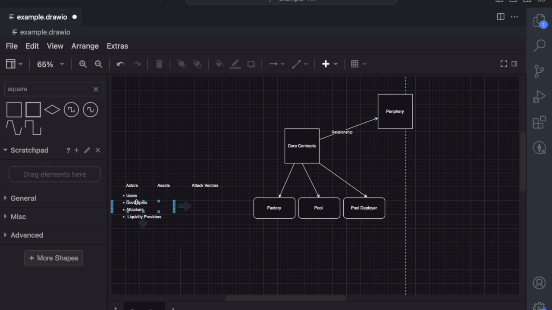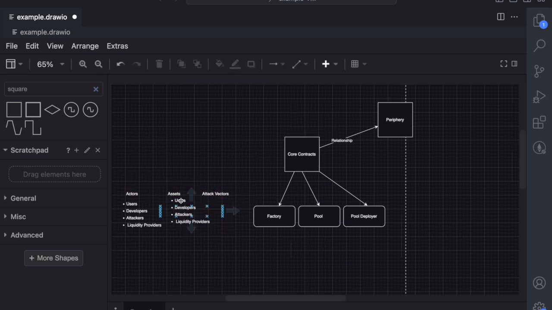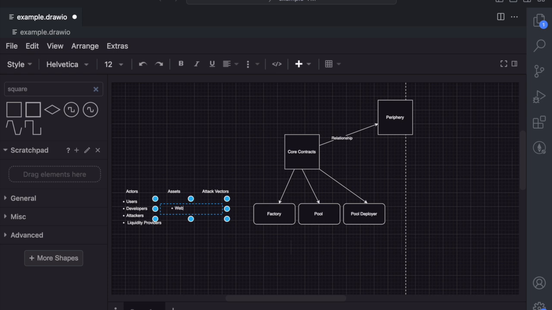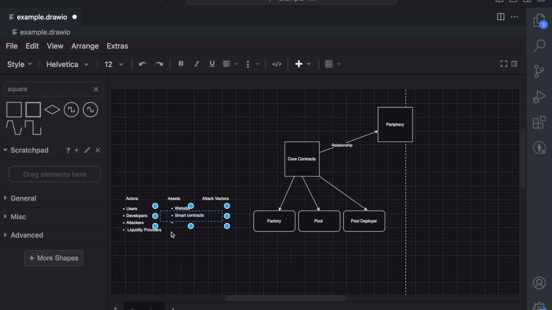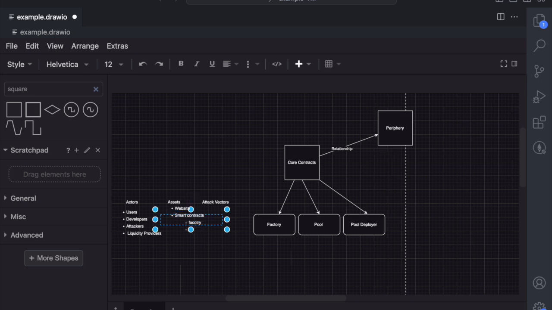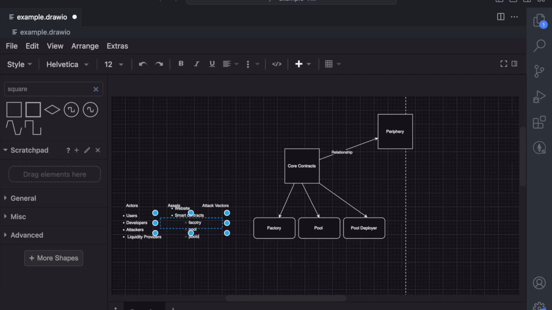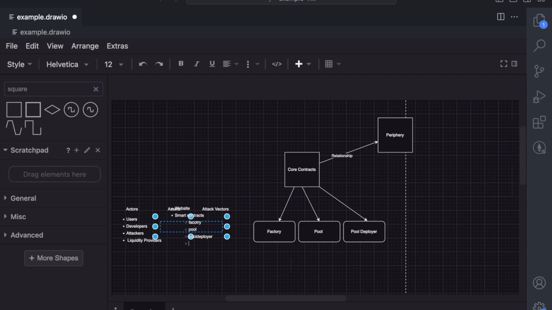So now we can enter in our assets field. I should probably space these out a little bit more. So what are our assets? First off, we have a website. We have smart contracts. If I want to dive deeper into some of the smart contract assets, I would have factory, pool deployer. We have periphery. You can represent these however you like.